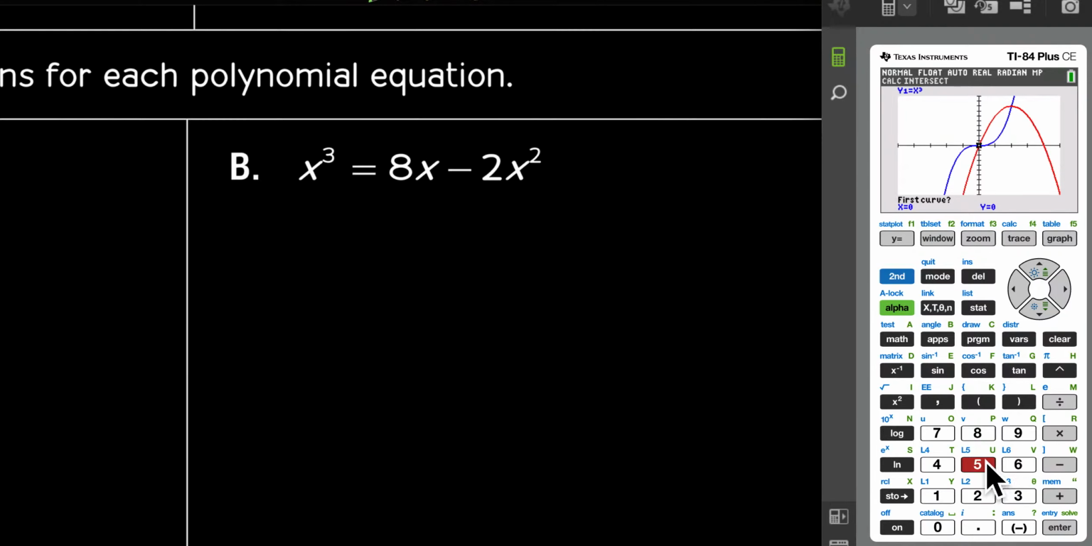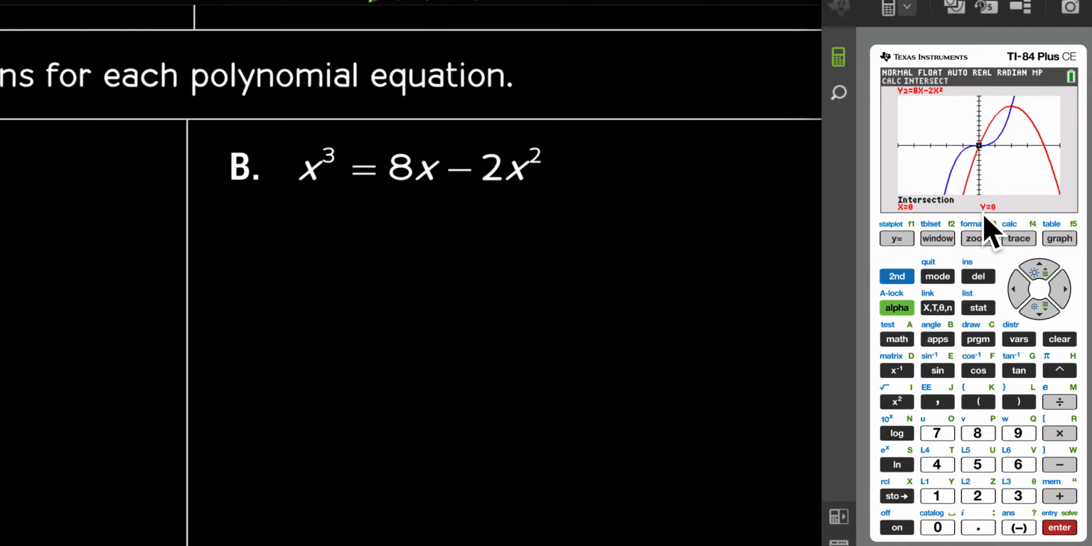So that's number 5. It's asking, is your first curve the blue curve? Now it's hard to tell because it's the same spot if you don't have the color. That's why you want to pay attention to the equation. So I say, yeah, that's the first curve I want to find. Then the second curve, yes, and I want to find where they meet up, and it wants a guess. I'm going to leave it right where it is because it looks like that's a good guess. I hit enter, and it tells me the intersection occurs at 0, 0.